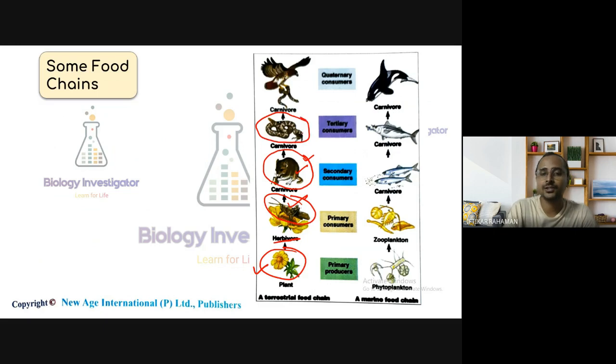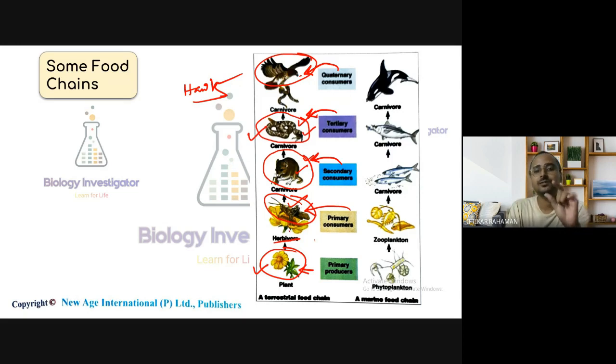rat কে খেয়ে নিচ্ছে snake. And hawk, ultimately hawk, this hawk is eating snake. That means snake is being eaten by hawk, right? So this is, I've already told you, this is producer, this is primary consumer, this is secondary consumer, this is tertiary consumer, this is quaternary consumer. I've already told you, right? So you need to remember these names.